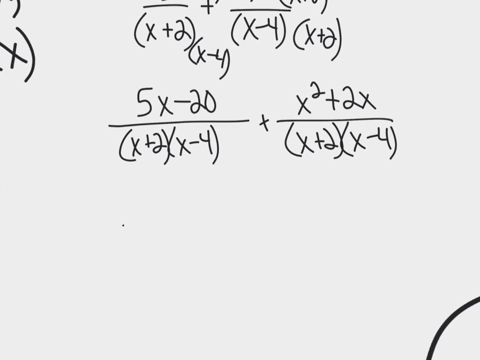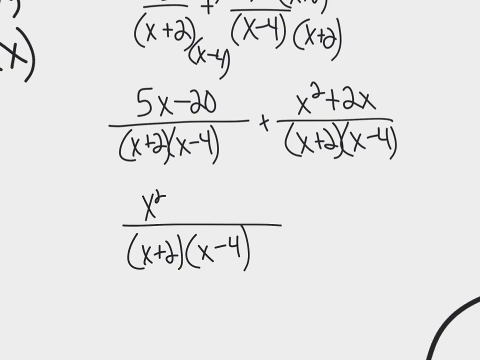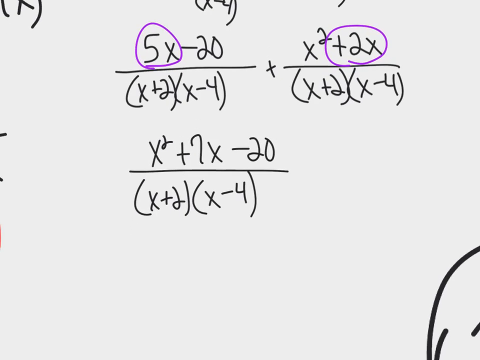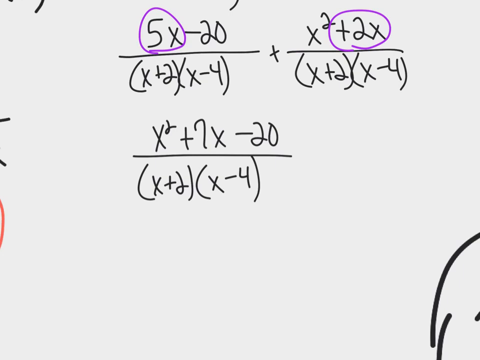And then we can combine this all into one fraction. So I'm going to go in standard form, so I'm going to start with x squared. We do have some x terms we can combine, so that'd be plus 7x minus 20. And then we can try to factor this, just in case something can cancel.